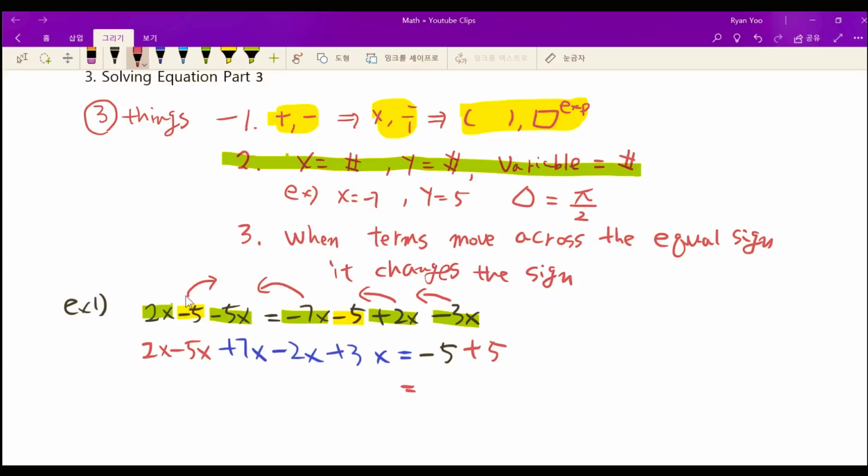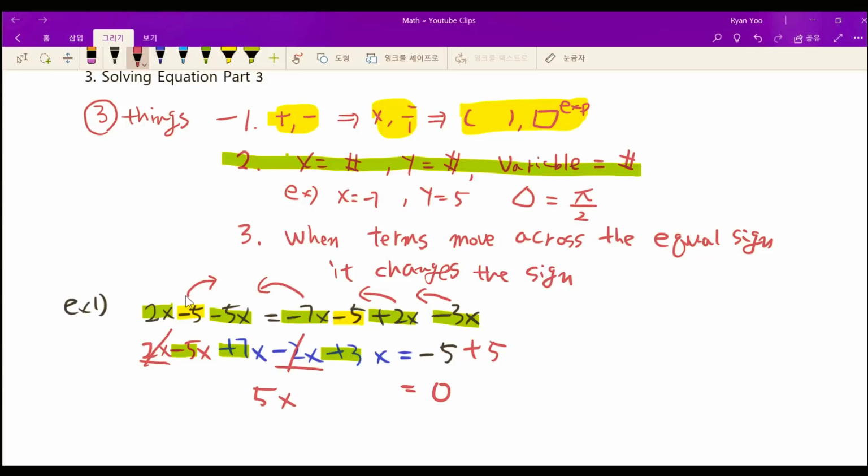Negative 5 plus positive 5 is 0. Positive 2x, negative 2x, same thing, it cancels out. And negative 5x, positive 7x, positive 3x. So when I add positive 7, positive 3, it is a positive 10. 10 minus 5 is 5. So I have 5x is equal to 0.